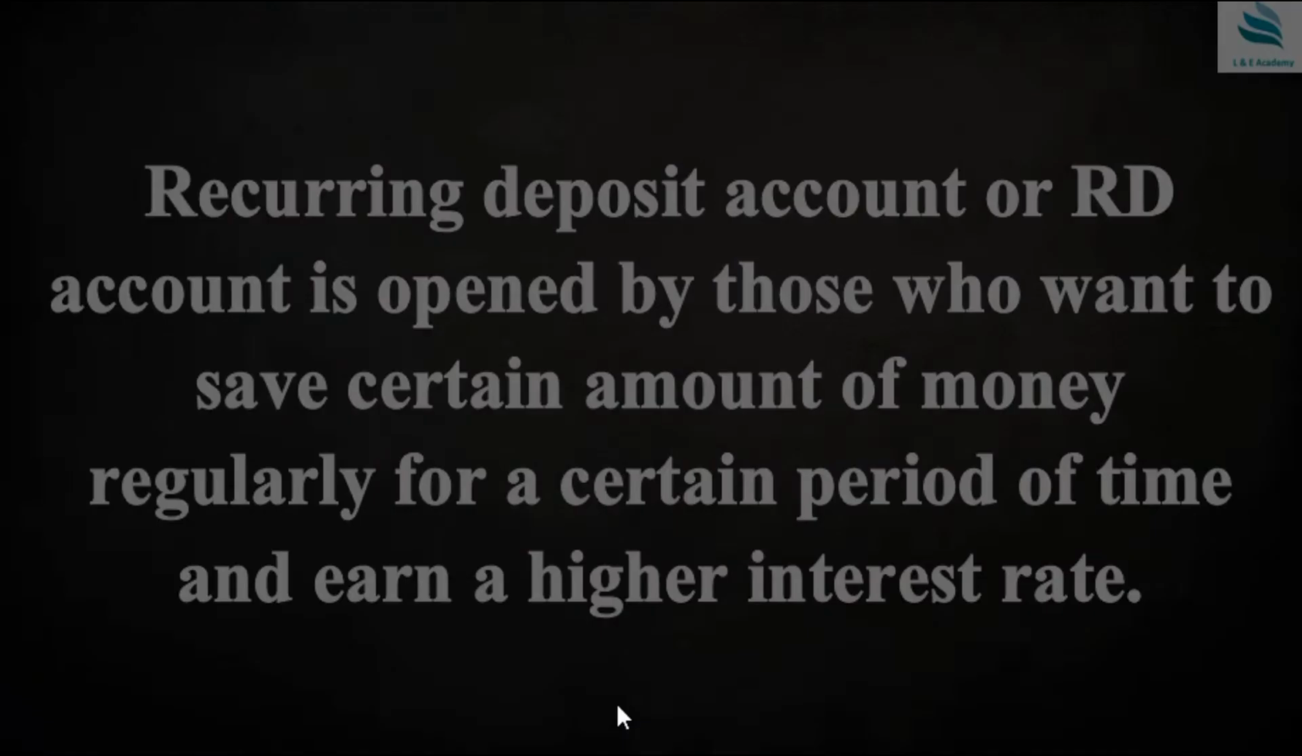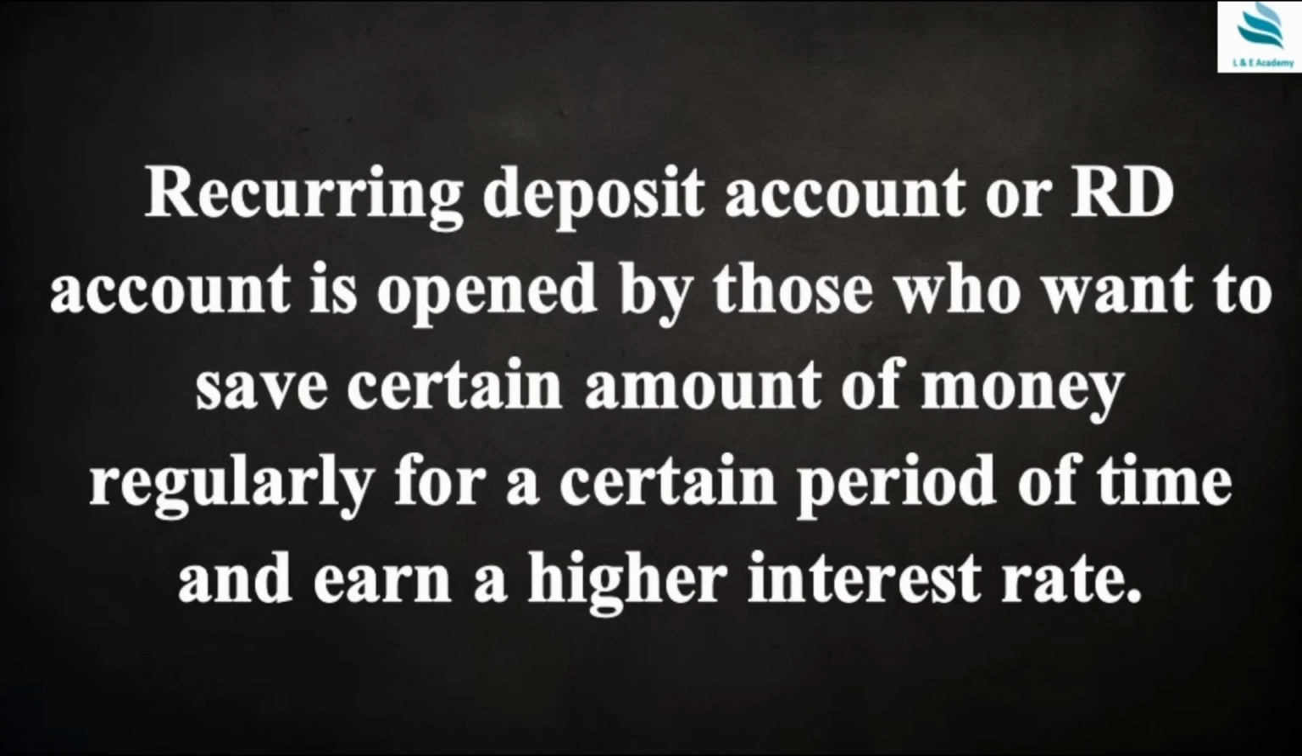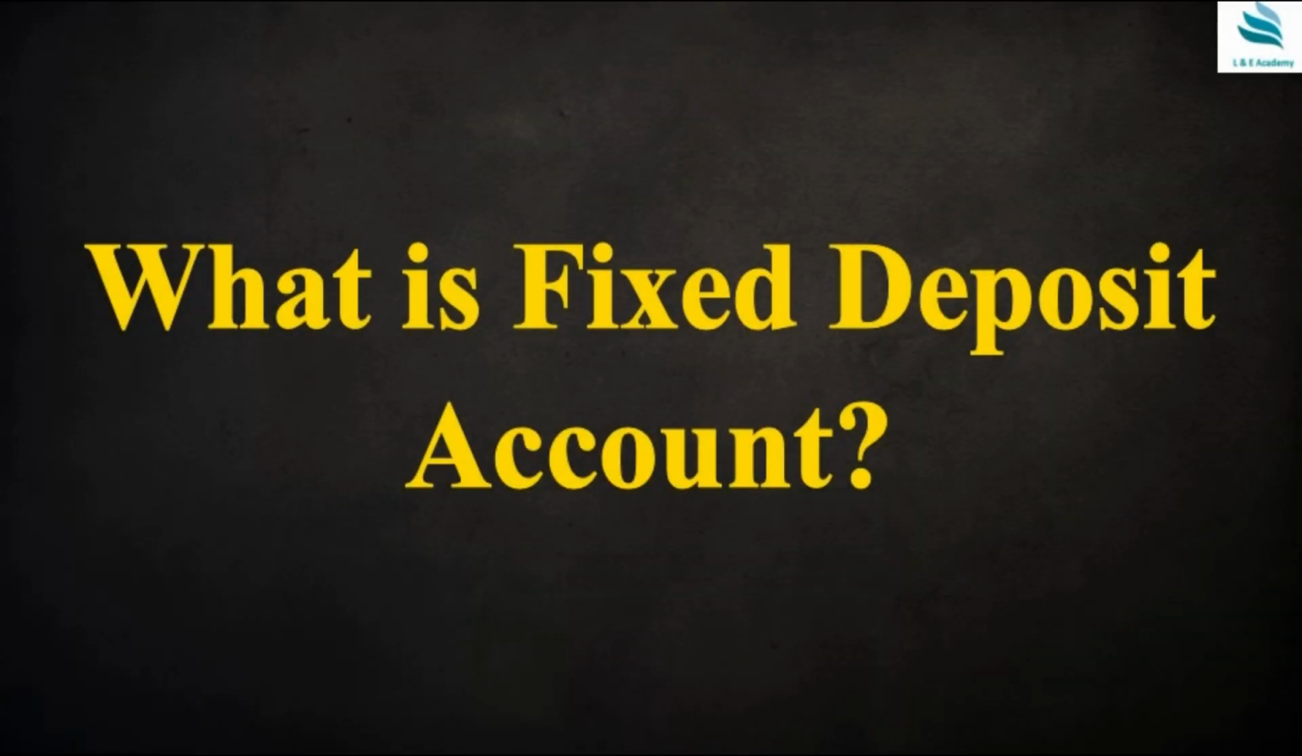functions. So, a recurring deposit account or RD account is opened by those who want to save certain amount of money regularly for a certain period of time and earn a higher rate of interest. Now, what is fixed deposit account? Fixed deposit, as the word says, this amount will be fixed for a certain period of time. For example, I have 1 lakh rupees and I want to fix this amount for 5 years. So what the bank will do, the bank will open a fixed deposit account and will put my 1 lakh rupees in this account and will lock this amount for a period of 5 years.